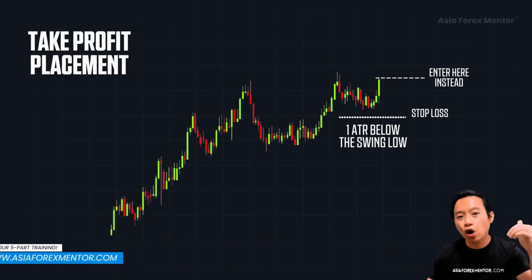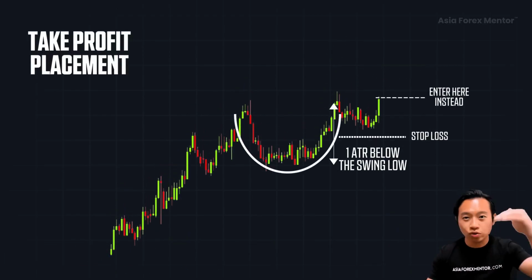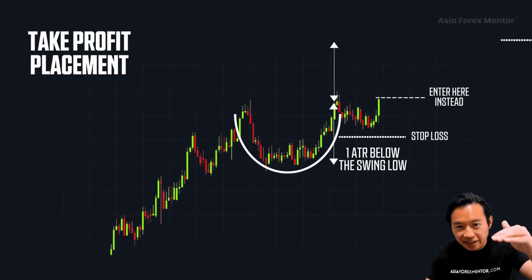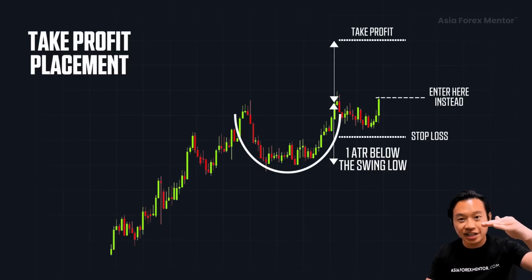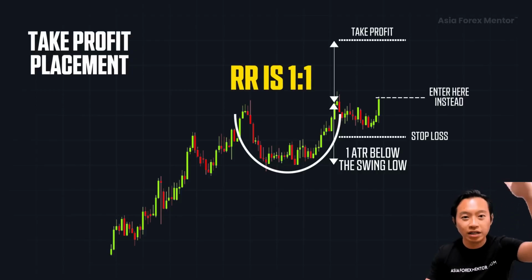So now, for your take profit target, you measure the distance from the bottom of the cup to the neckline, right? And then you add that distance from the breakout point, which is the neckline, to get an estimate of how far price would go. So it's 1:1, okay?